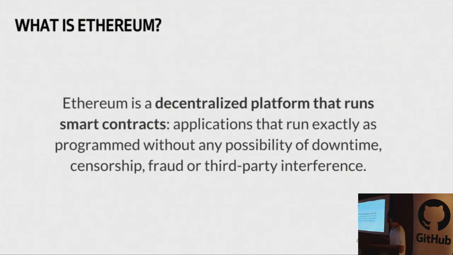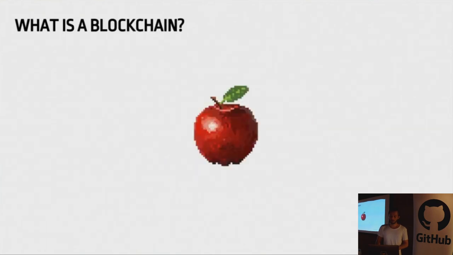I highlighted two things, decentralized platform and smart contracts. So we're going to talk about what these two things are, and then all the other things hopefully become more clear. I just want to get an understanding of the room. Who does not know what a blockchain is? So that's absolutely no clue. And it's totally fine if you raise your hand. Okay.